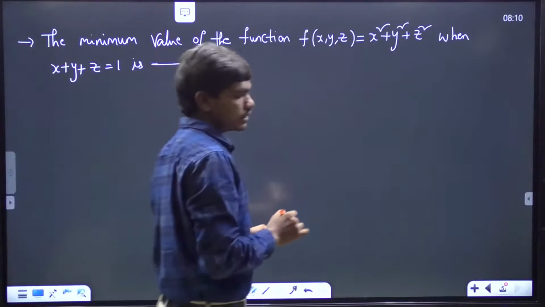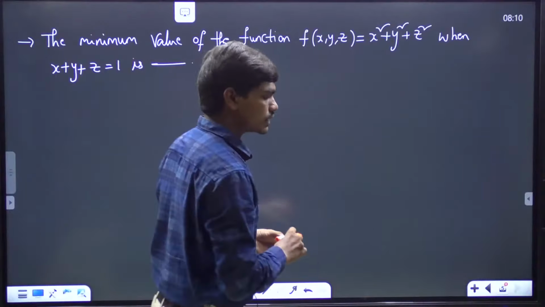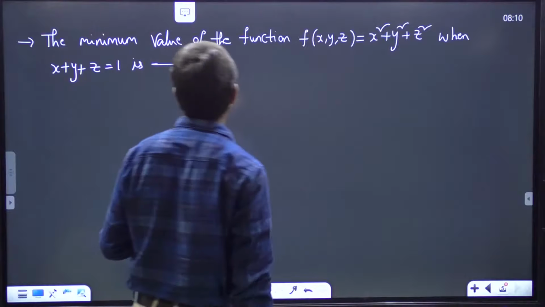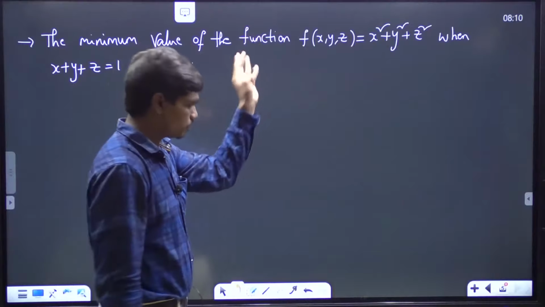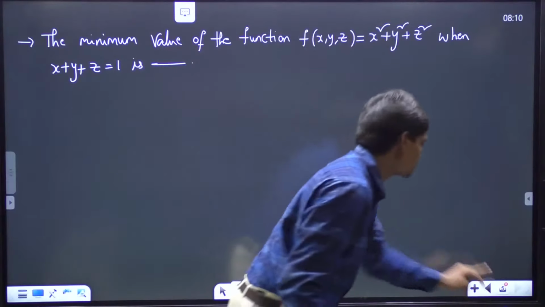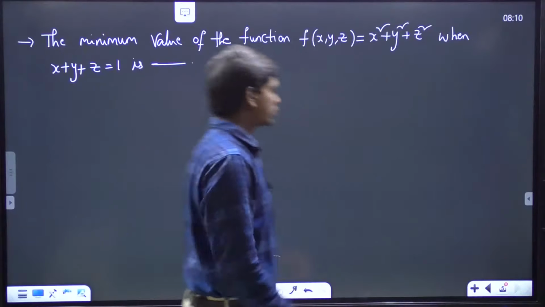Okay, so basically this is the case. Yes, it's correct. If x plus y plus z is equal to 1, we'll find what's the minimum value. But I want you to understand this procedure step by step. So I am solving this question for you. Okay, so see here, solution.